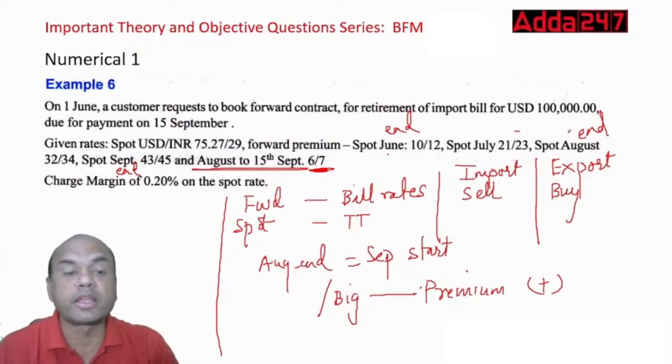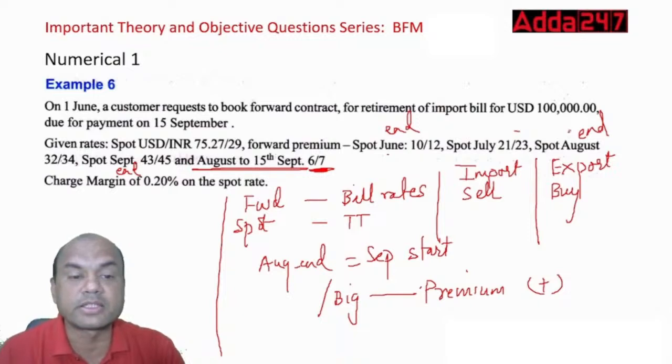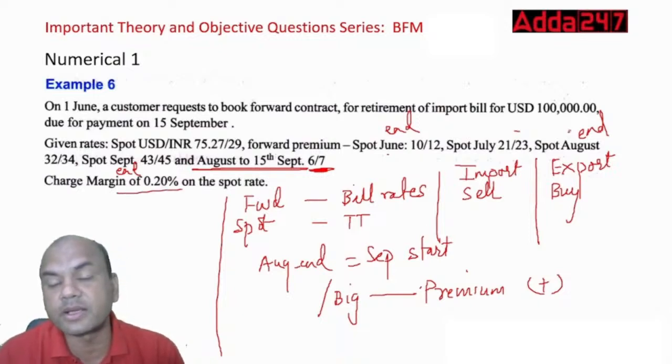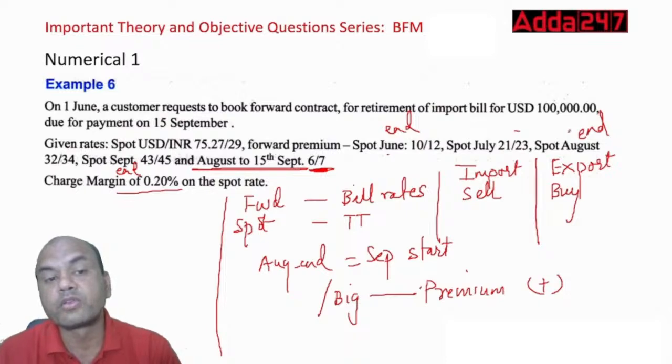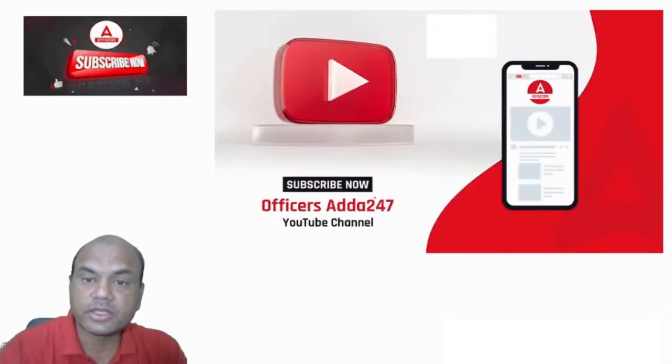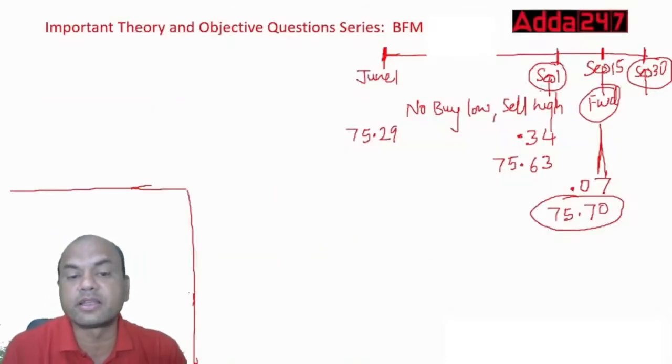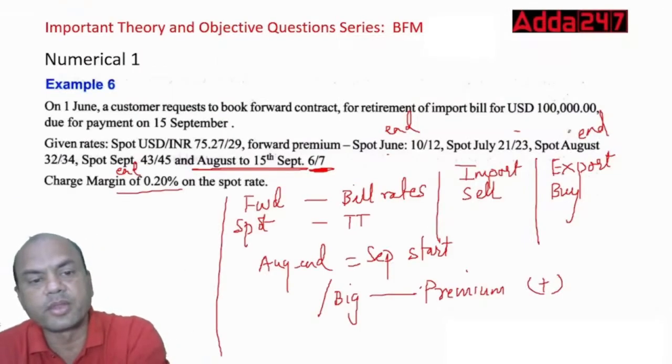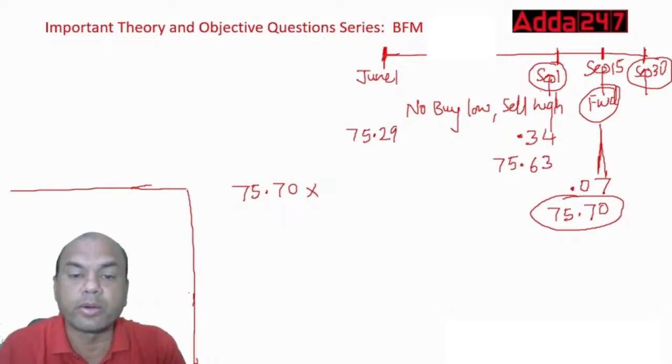Why? Because I have to charge this margin also, TT margin. Where is it mentioned? We have not mentioned anything about the TT margin. So what is the TT margin then? This TT margin is always taken like this. Whatever rate you get, 75.70 into what is that? 0.2%? What is it given? 0.2%, right? So 0.2 upon 100.